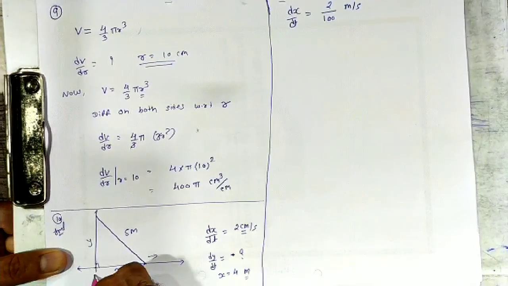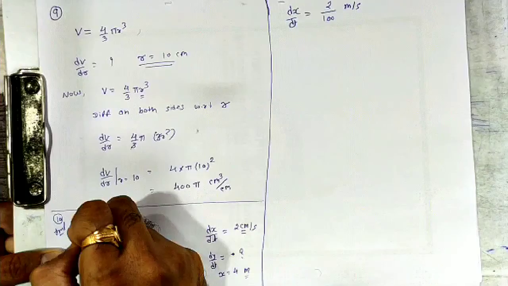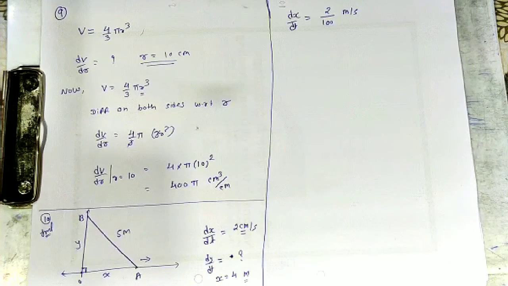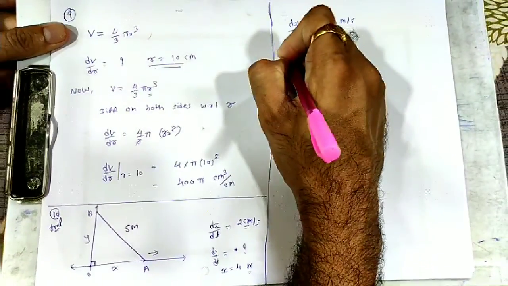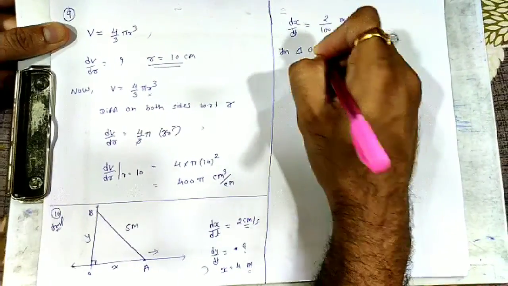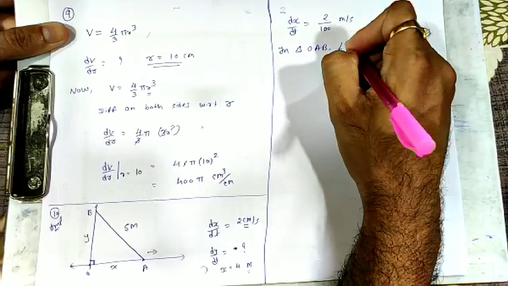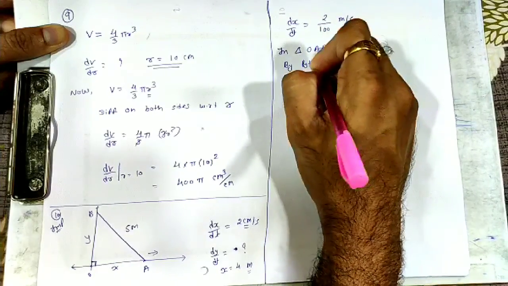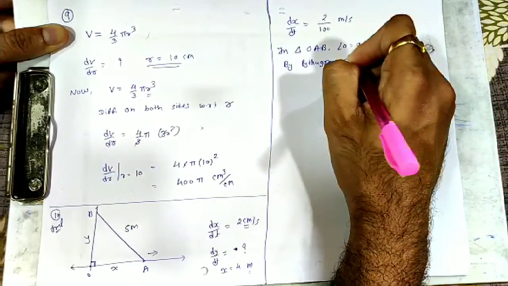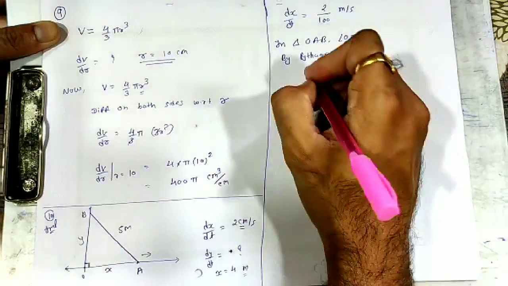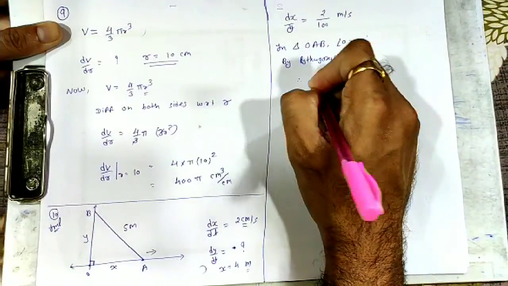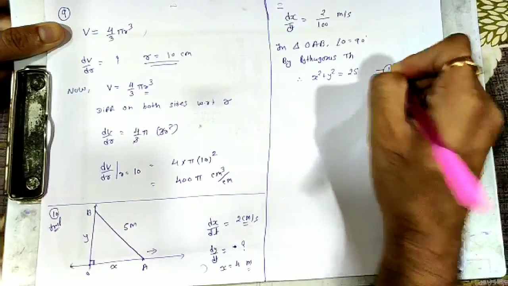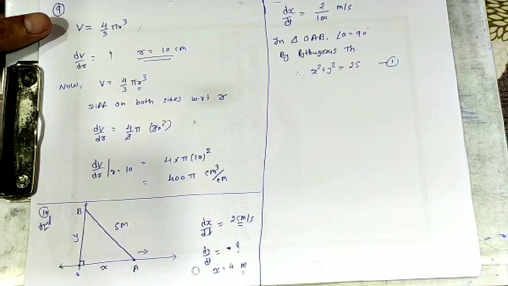Done. Say this one is point O, this is point A, and this is point B. So this is a right angle triangle. So for a right angle triangle, we can apply the Pythagoras theorem. So in triangle OAB, angle O is 90 degree. So by Pythagoras theorem, we can say that AB square, that means 5 square, equals x square plus y square. So we're getting x square plus y square equal to 5 square, which is 25. Say result 1. Done.